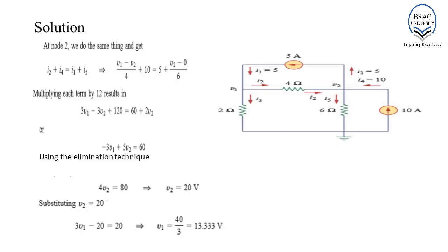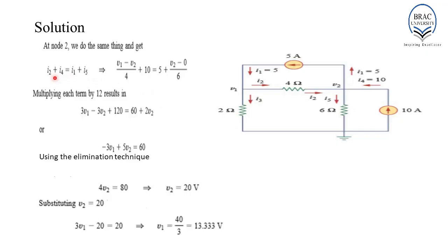By using the same procedure at node 2, we can determine the second linear equation. We know that at node 2, the voltage is V2. I1 is the current which will be leaving this node. I4 is the current which will be entering this node. I2 is the current which will be entering this node, and I5 is the current which will leave this node. Hence, I2 plus I4 is equal to I5 plus I1.